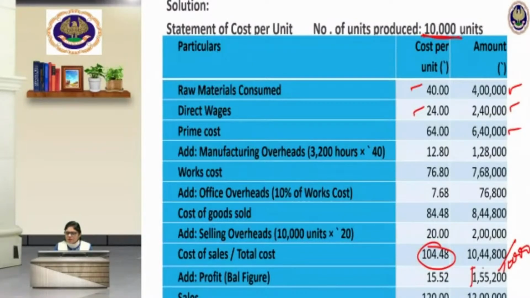This is the profit. The second answer of the question is the profit. So you have got it. All right. Yes, cost of sale per unit is 104.48. Any doubt in this question, students, before we proceed? I hope this question is clear to you.